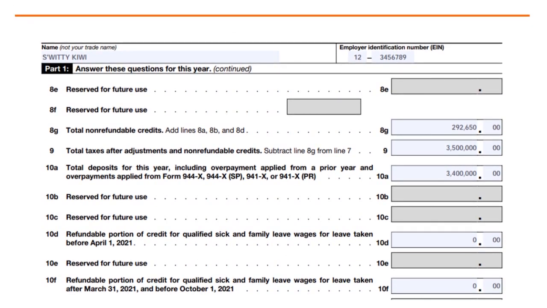So here I'm currently on line 9. Total taxes after adjustments and non-refundable credits, $3.5 million. Total deposits for this year, including overpayments, we deposited $3.4 million. Okay, so we owe 3.5, but we deposited 3.4. So you can see that on line 11, the balance due here is $100,000.